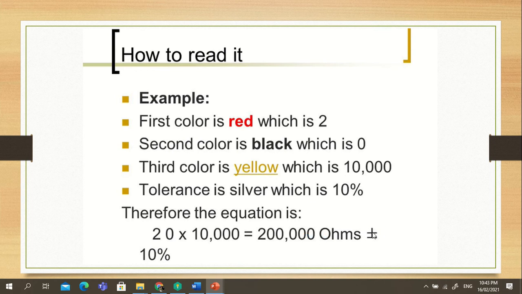Then you put plus and minus 10%. So this is the tolerance. It means, class, that if your resistor reading is 200,000 ohms, it could be 10% more, or it can be 10% less. So if that belongs to that range, then that is an acceptable value for your resistance. Okay.